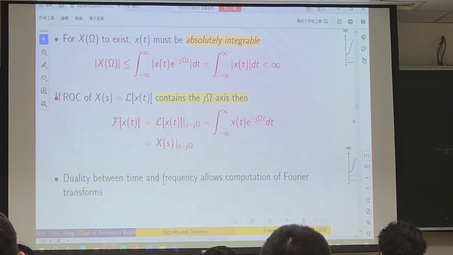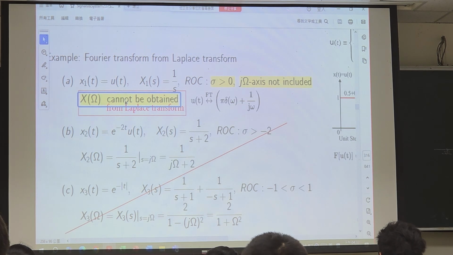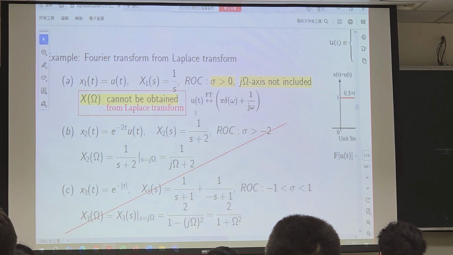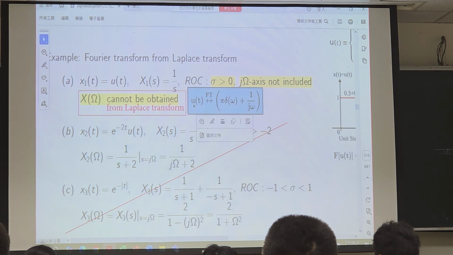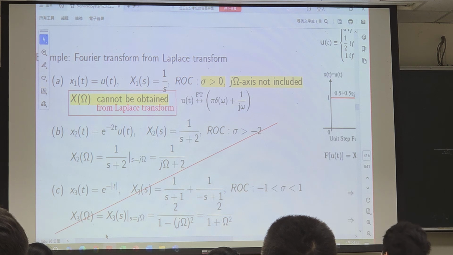Okay, let's go to the example again. Now, in this example, I think I didn't tell you the complete story here. Maybe there's a misunderstanding here. Now, if we want to determine the Fourier transform of the unit step function u(t), then there's a problem here, there's a catch here.